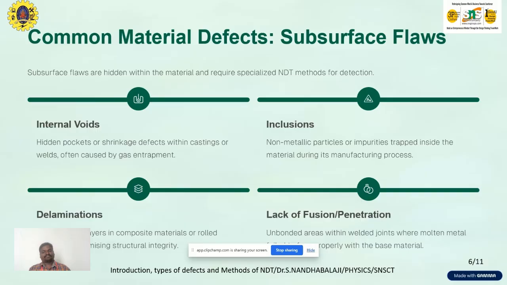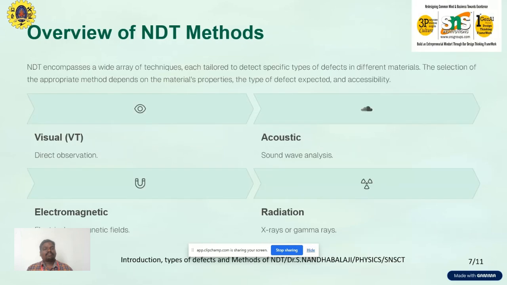Overview of NDT methods. NDT encompasses a wide array of techniques, each tailored to detect specific types of defects in different materials. The selection of the appropriate method depends on the material's properties, the types of defect expected, and accessibility, such as visual, direct observation; acoustic, sound wave analysis; electromagnetic, electrical or magnetic field analysis; X-rays or gamma rays analysis. These are the kinds of NDT methods.